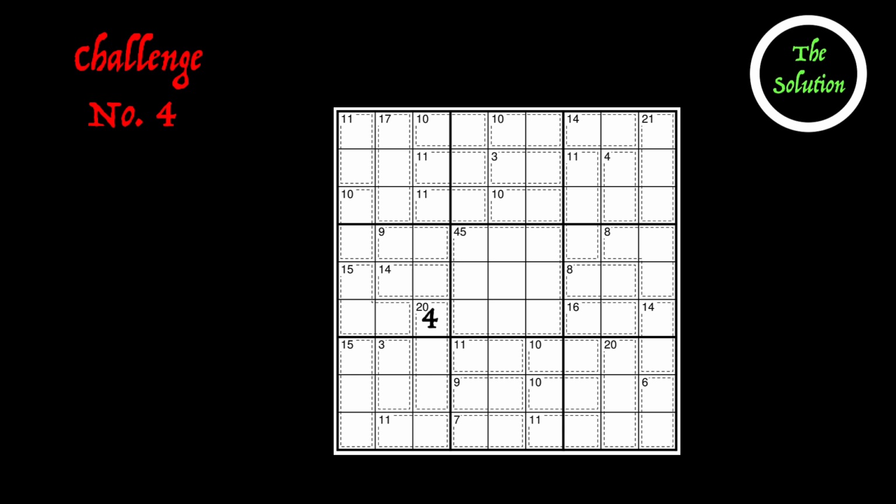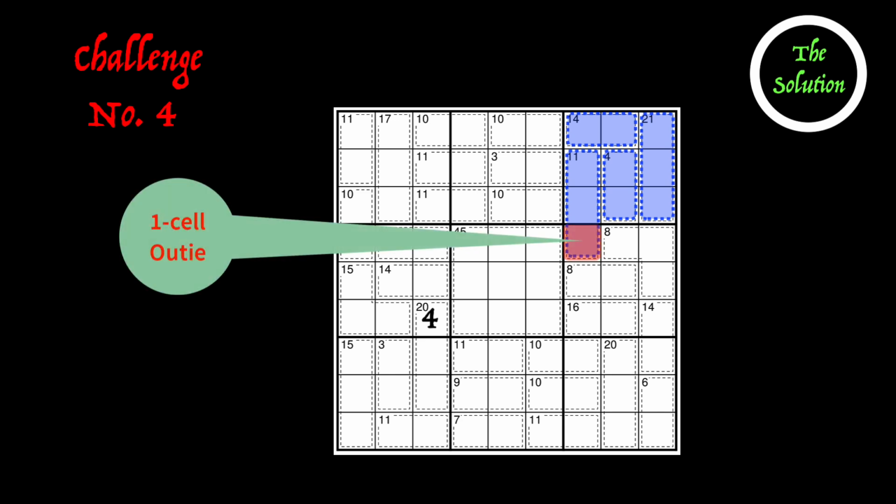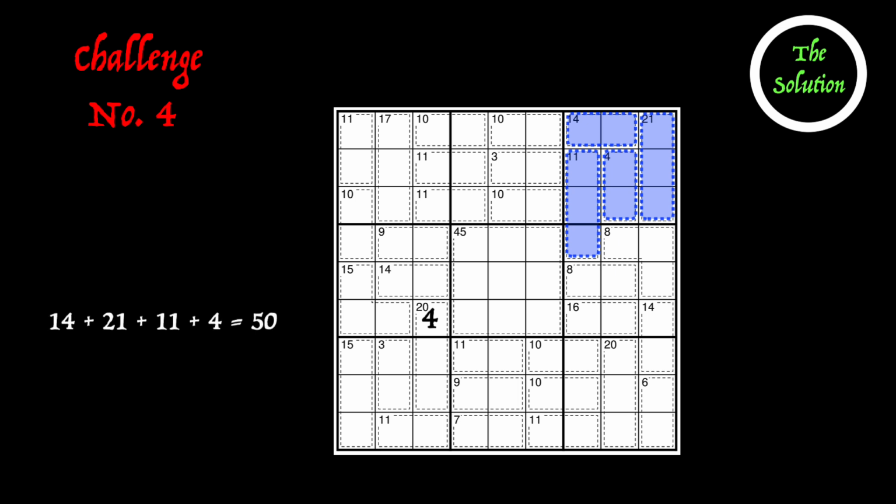Now this puzzle, as the previous one, has rotational symmetry, a half-turn symmetry. So if we take that cage structure and rotate it about the centre by a half-turn, or 180 degrees, we can immediately see where the second single cell outie is. And the totals now of the cage is 14, 21, 11 and 4. That comes to 50. And that has a difference with 45 of 5. So there's the second number that we can place.